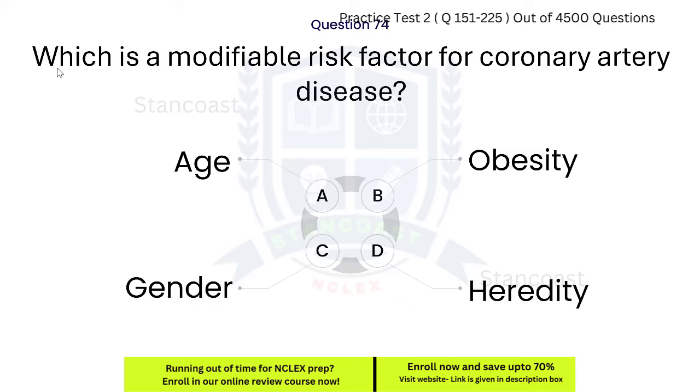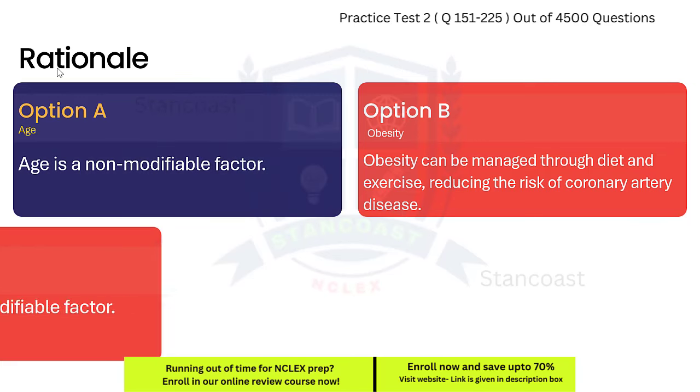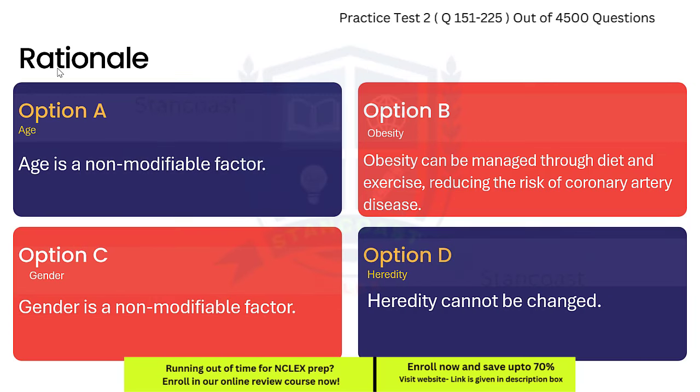The correct answer is B. Obesity. Obesity can be managed through diet and exercise, reducing the risk of coronary artery disease. Age, gender, and heredity are non-modifiable factors.